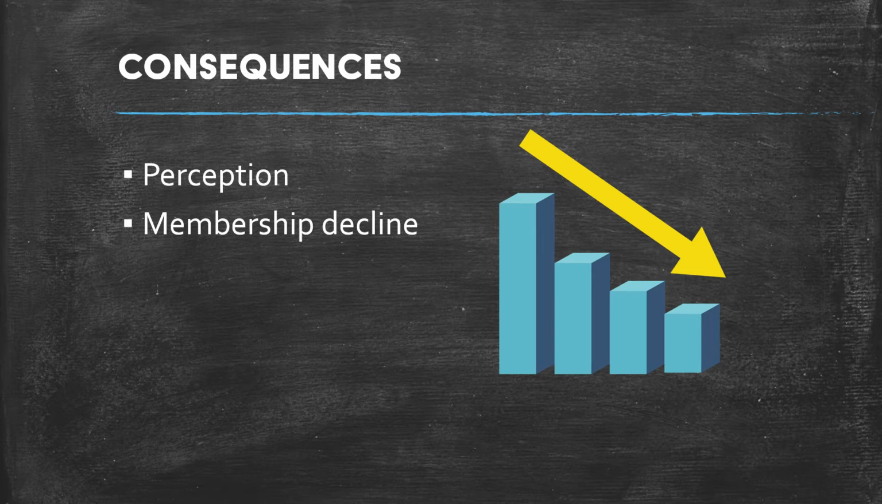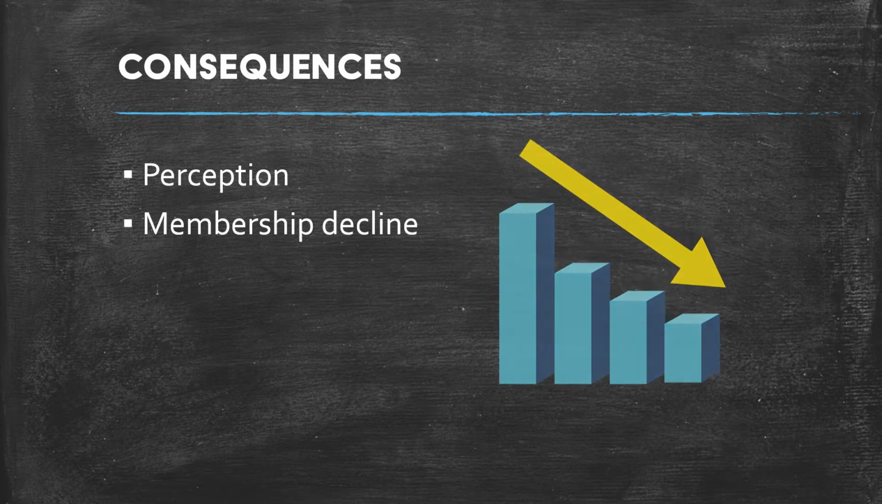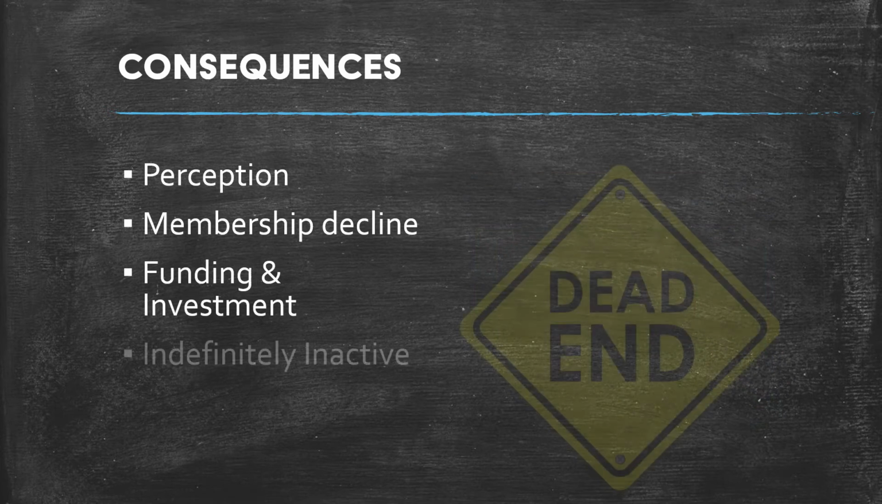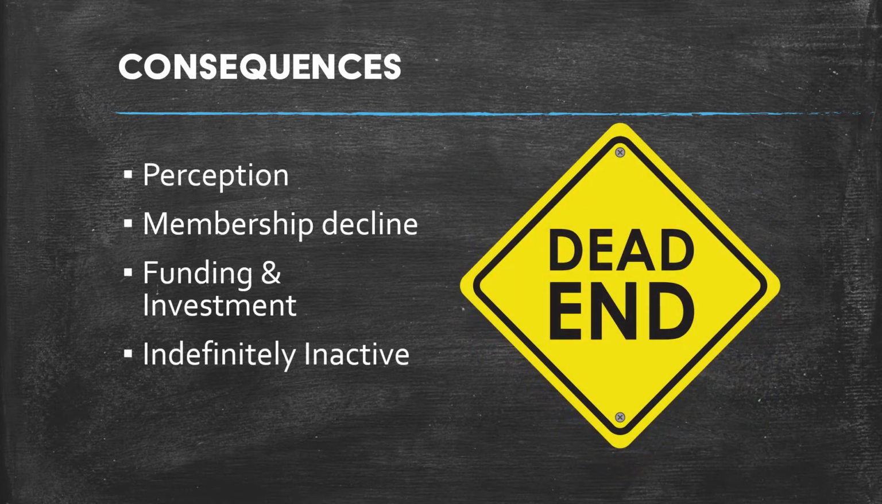As interest and membership decline, you may lose funding and investment. Fewer members means fewer dues collected. If members are less invested, it will be harder to gain support for your initiatives from outside sources. The final phase begins when your group is no longer sustainable and eventually becomes inactive. You have reached a dead end. Now, this is the worst case scenario.